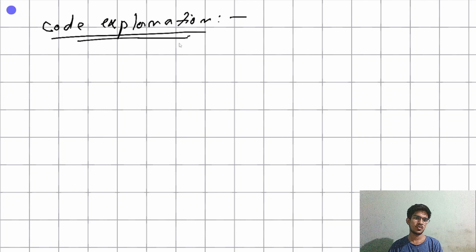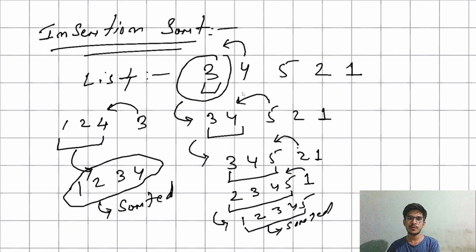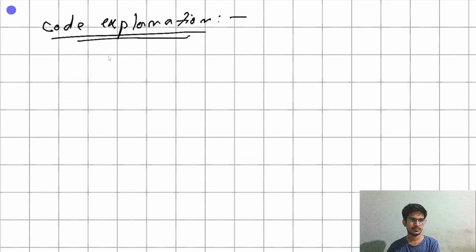Okay, code explanation. Suppose we take this list: 3, 4, 5, 2, and 1. Suppose we have this list, right? So we have i equal to 0, and we're taking j equal to i.